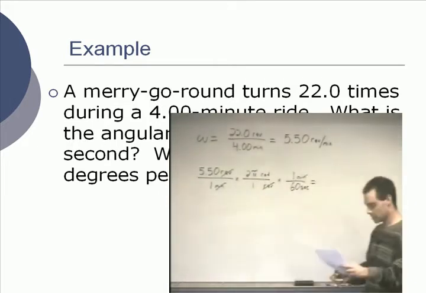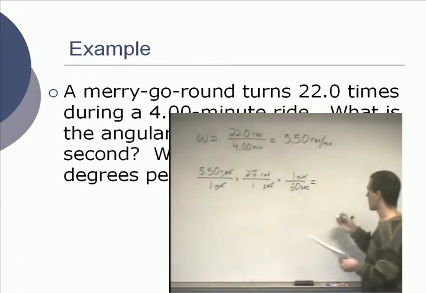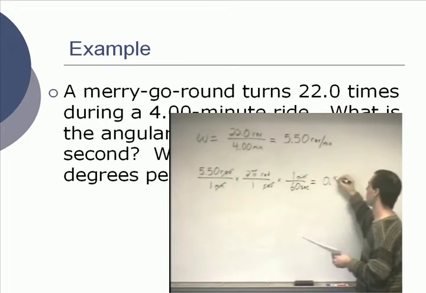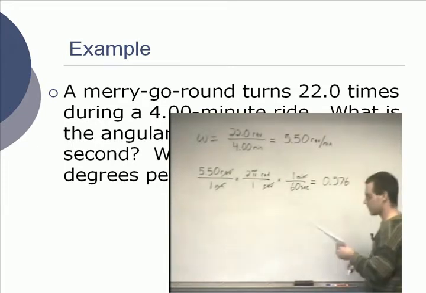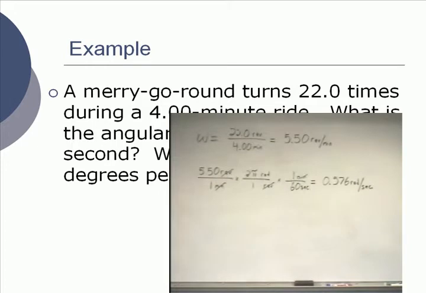That gets us in radians per second. That works out to 0.576 radians per second. And we're done with the first question. There it is.